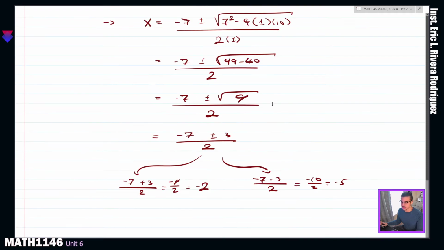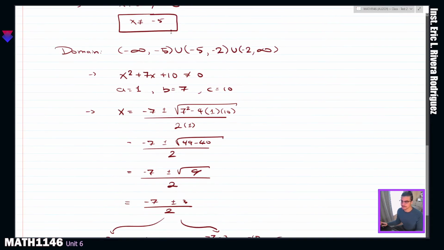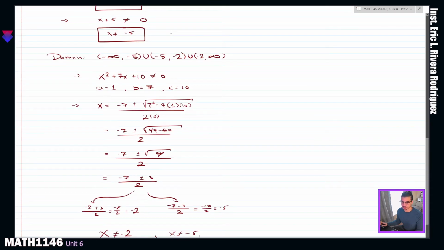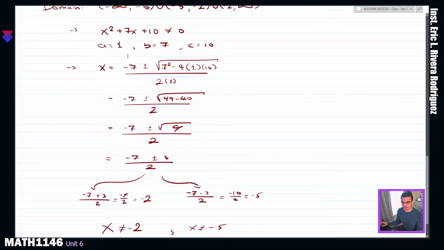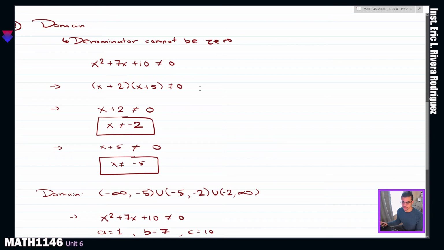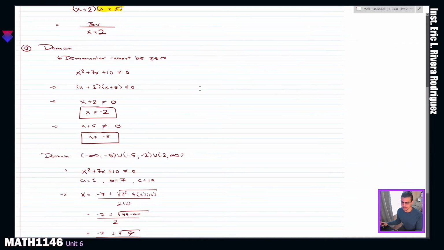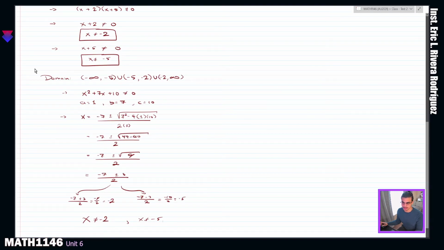And that's how you get those restrictions. So at the end, you are going to say x can't be equal to -2, x can't be equal to -5. And those are the restrictions. Here, using the quadratic formula. Here, using the factorization of the quadratic equation. The domain is the same. Okay, from -infinity to -5, union -5 to -2, union -2 to positive infinity.